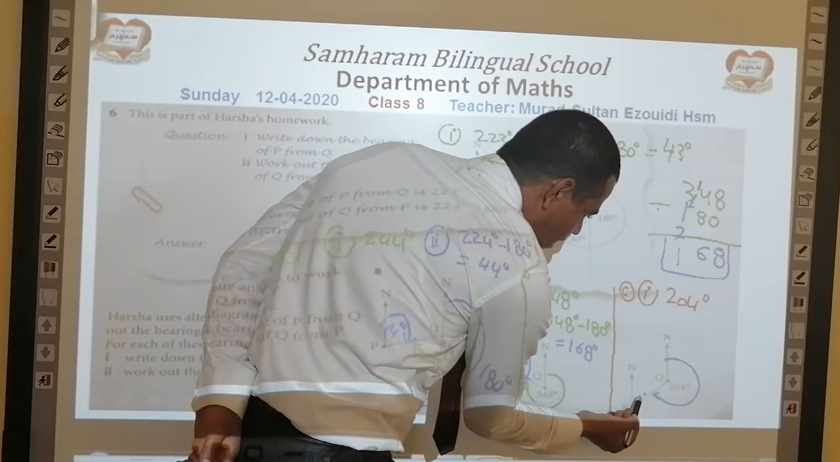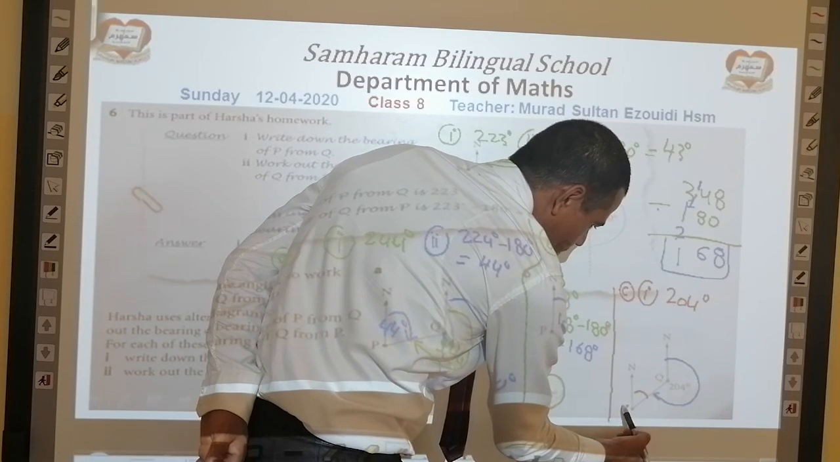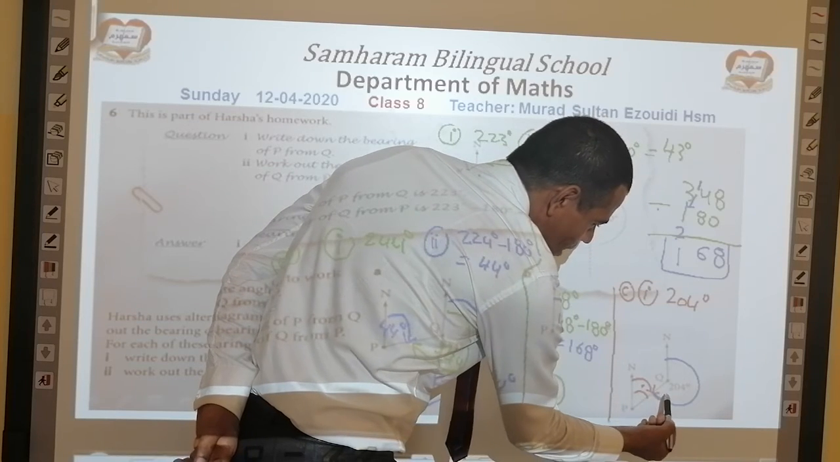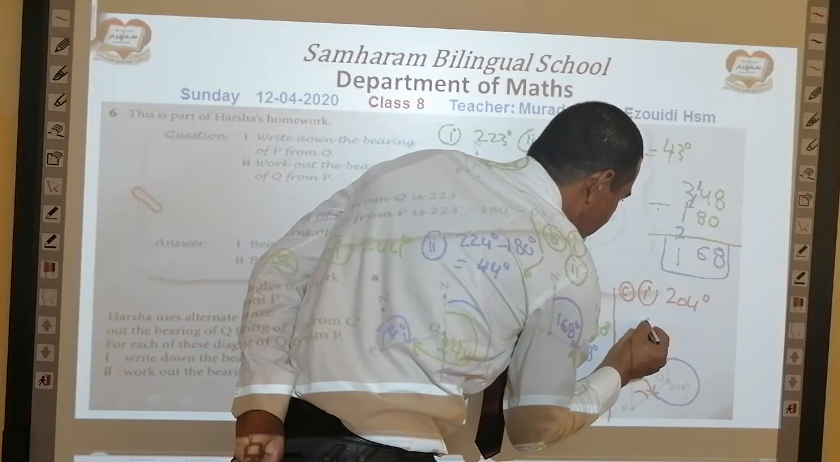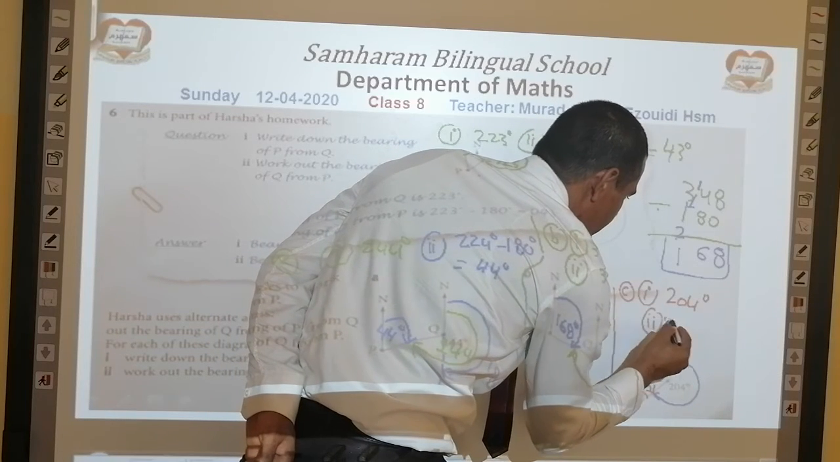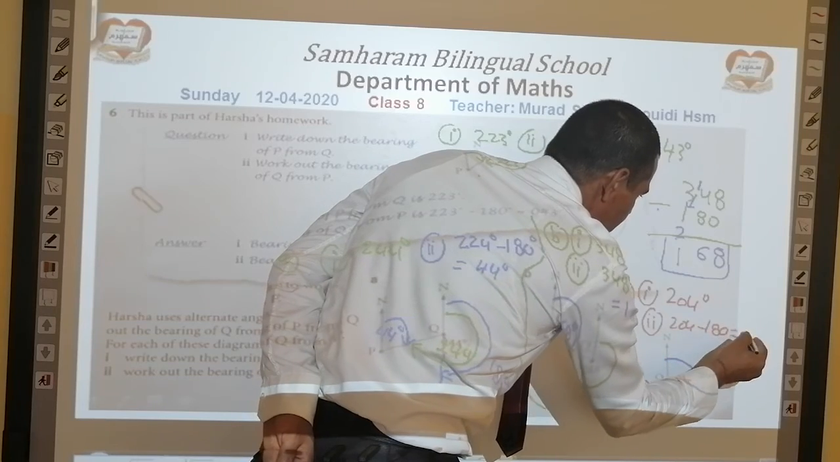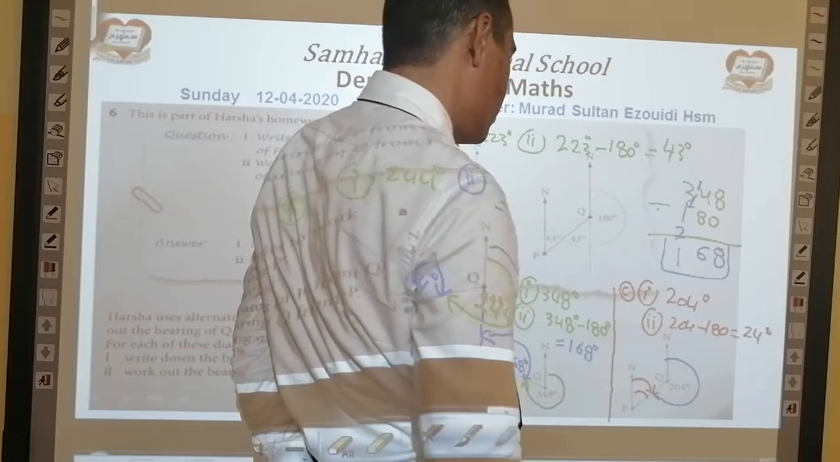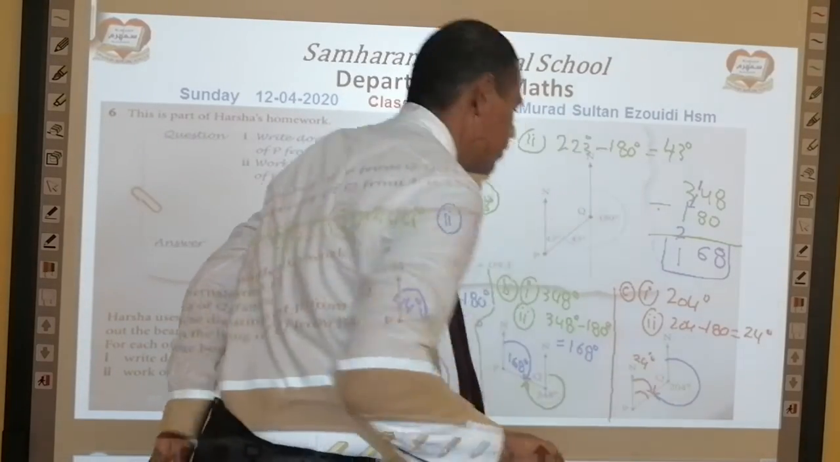Then, to find this angle, means the bearing of Q from P, this one, how can we find it out? I will make 204 minus 180. Double I is 204 minus 180, gives us 24 degree. Okay? So this one is 24 degree. Okay?